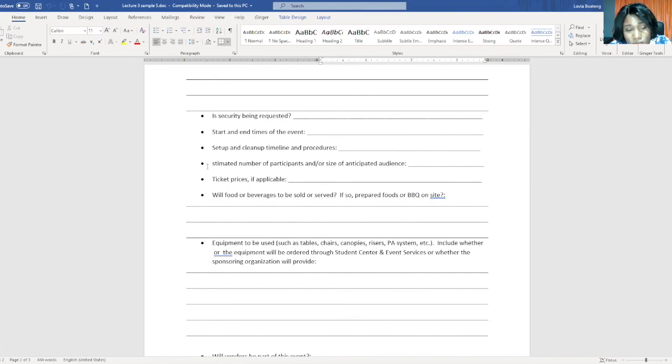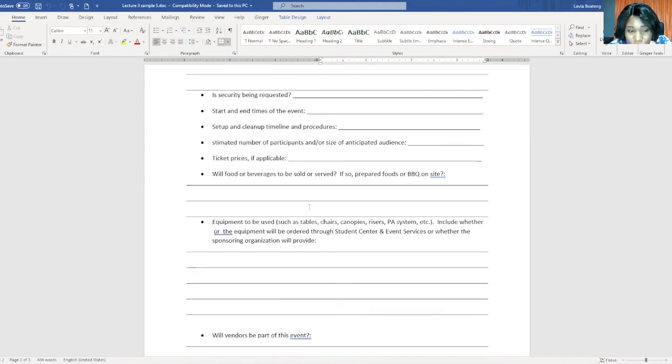And then you also have to indicate the estimated number of participants and or the size of the anticipated audience. And then the ticket prices, if applicable, right? And then you have to indicate whether food or beverage will be sold or served.